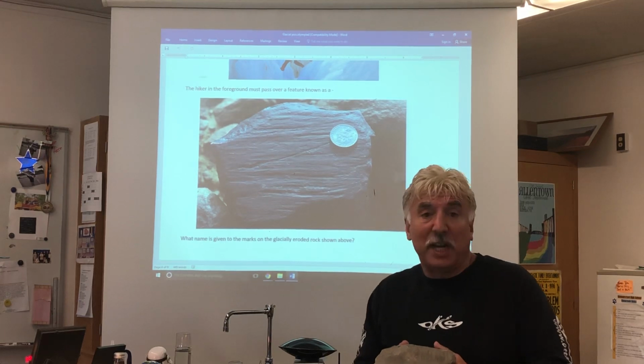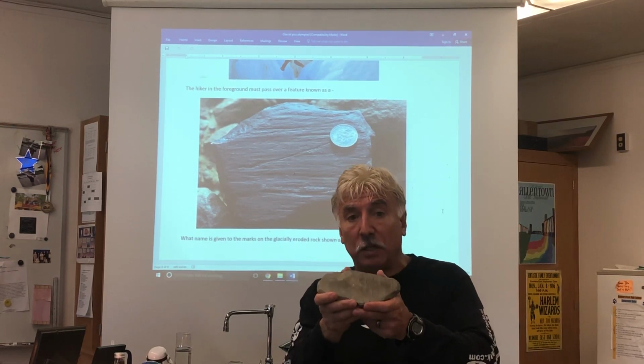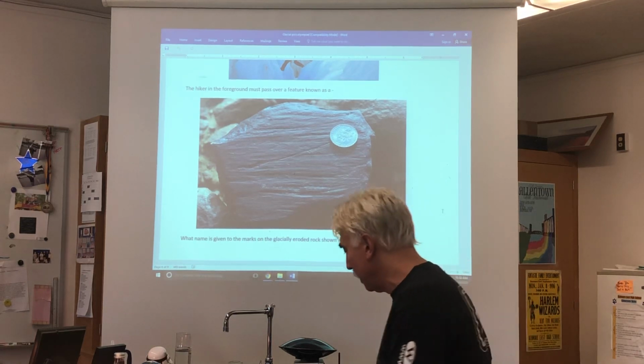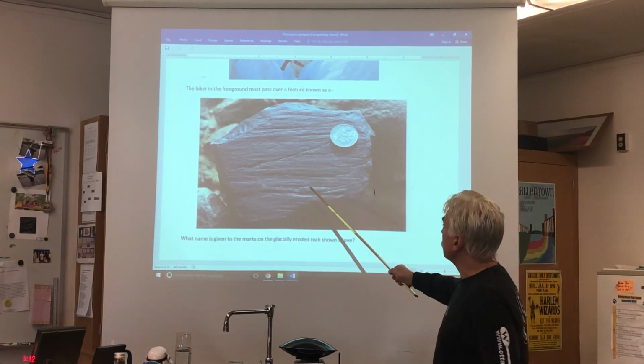I said I'm going to check out some things in the park, and this was actually in the parking lot, so I did take a piece of their parking lot away, but it's for a good cause. These are those glacial striations.